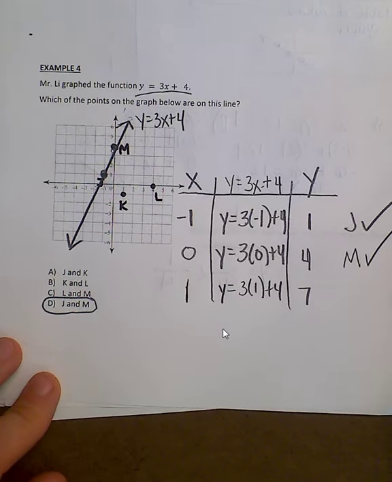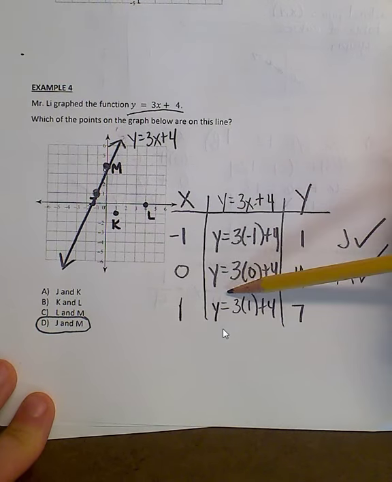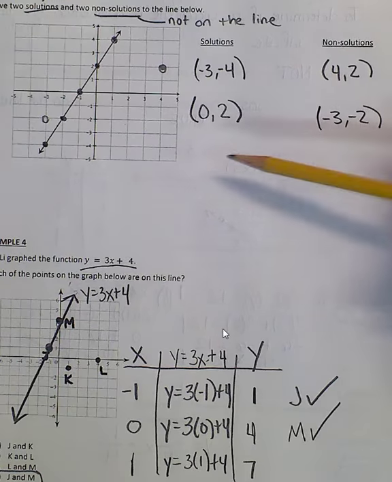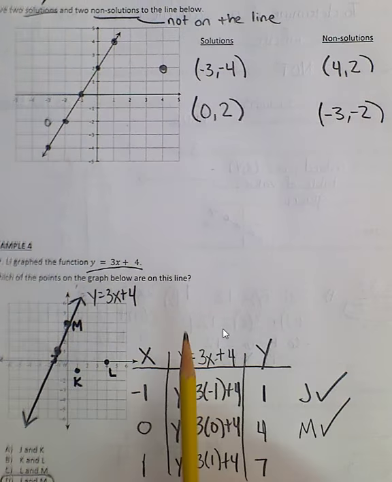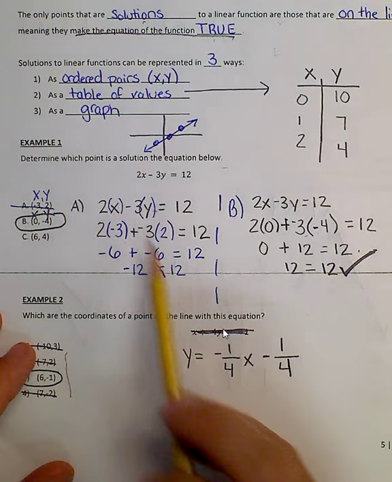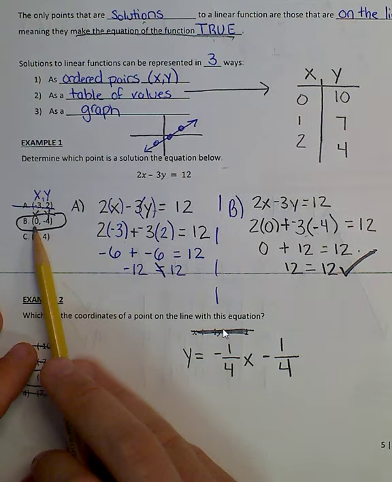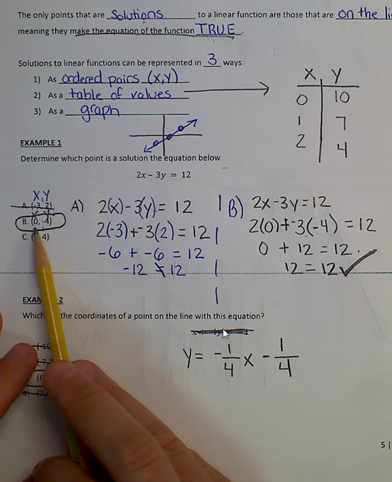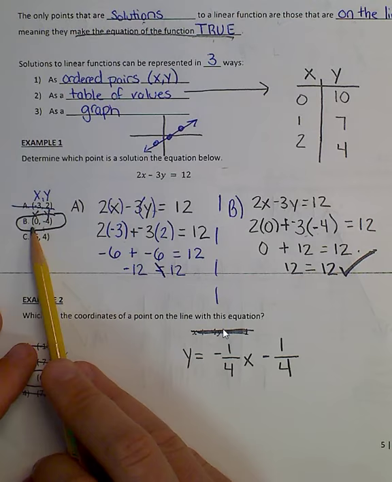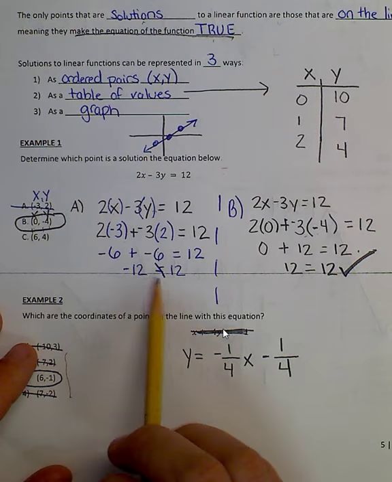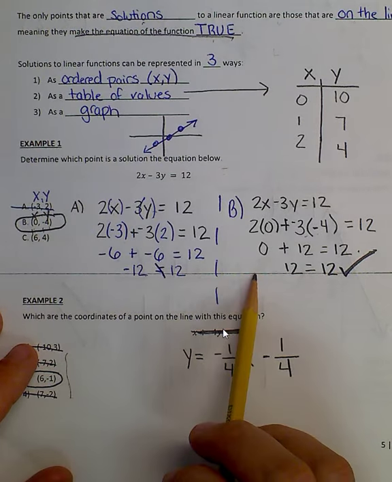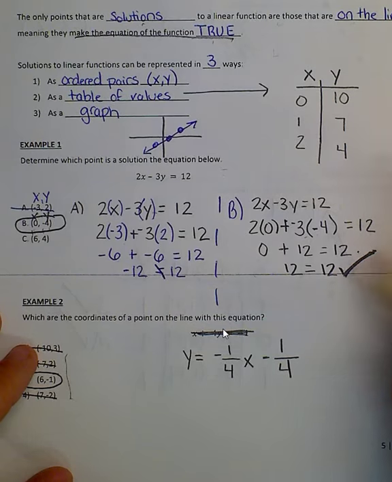So there was a lot of different strategies to answer this question. You can make an input-output table. You can find coordinates on the graph. Or the new strategy we saw in example 1 is to replace x and y with the coordinates you're given, remembering that the first value is x, the second value is y. Whichever equation results in a true statement is the correct solution.